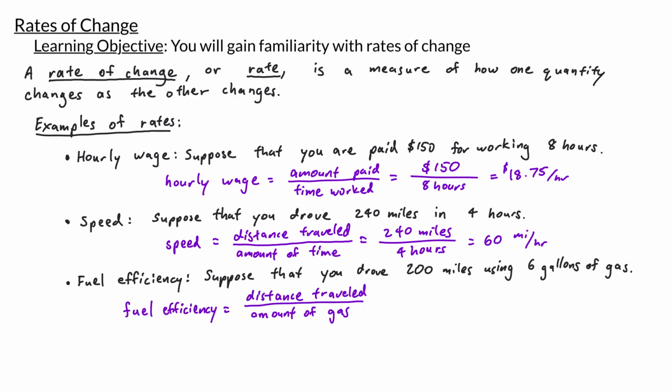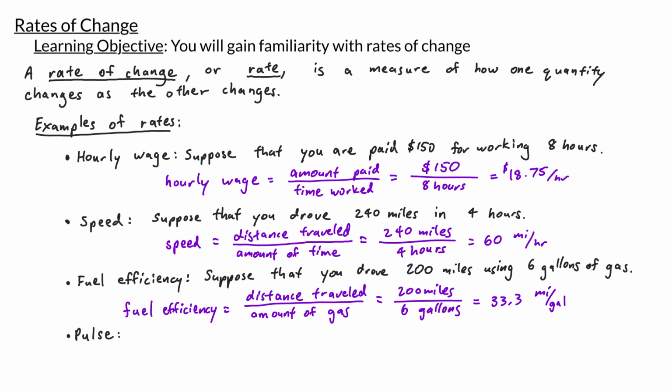Just like our previous examples, if we want to calculate this rate, all we have to do is divide our two quantities. We take the distance traveled and we divide by the amount of gas it takes. So in this example, we have 200 miles that we drove, and we're going to divide that by the 6 gallons of gas that it took. 200 divided by 6 gives us about 33.3 miles per gallon. So this rate here tells us that we can travel about 33.3 miles for each gallon of gas that we have.